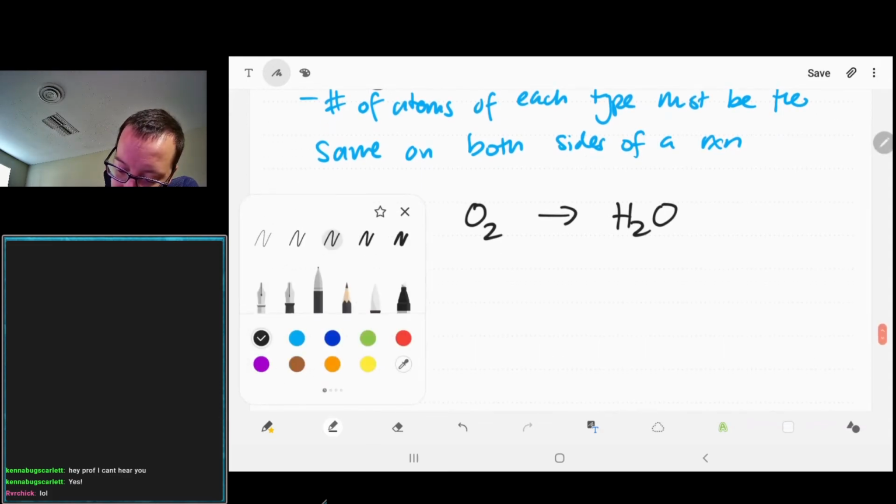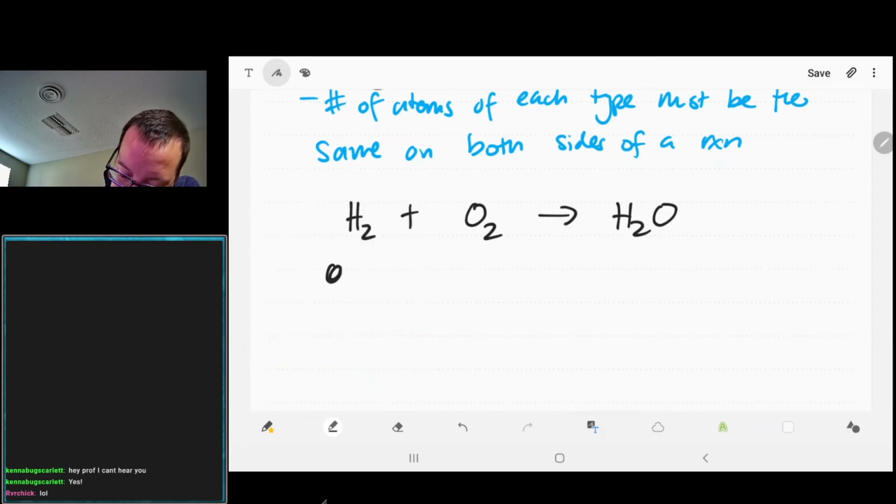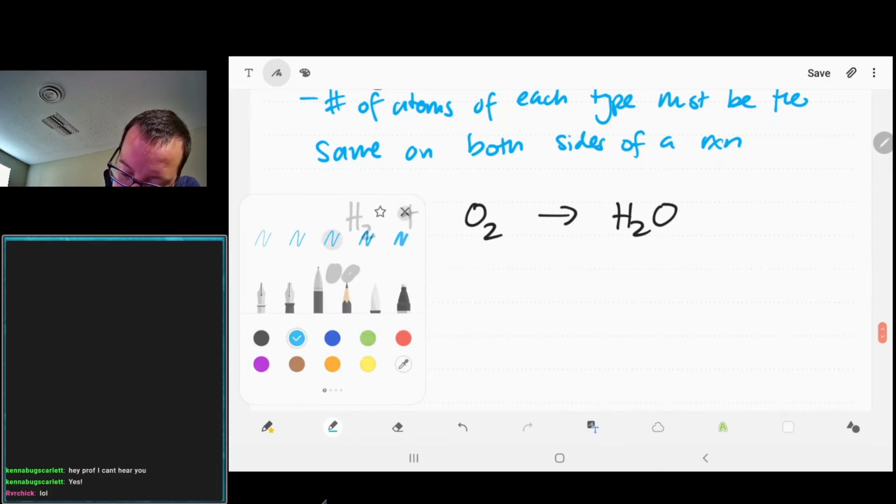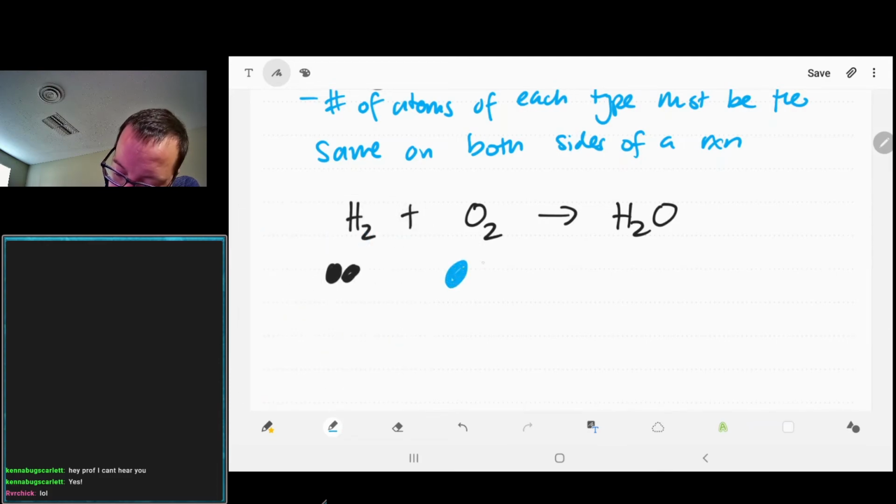Okay. So, if we look at this, if we want to think about what this is looking like, colorfully speaking, have the hydrogens like that. We'll have the oxygens be light blue, perhaps. Make them a little bit bigger.